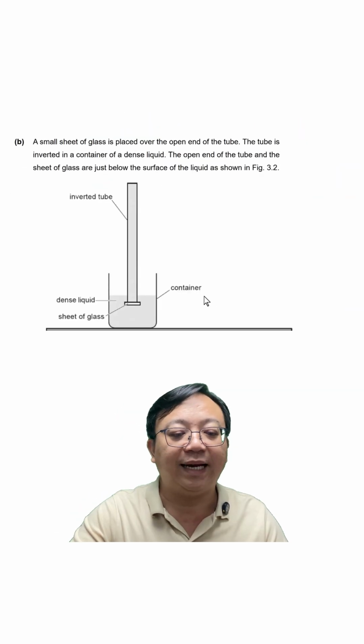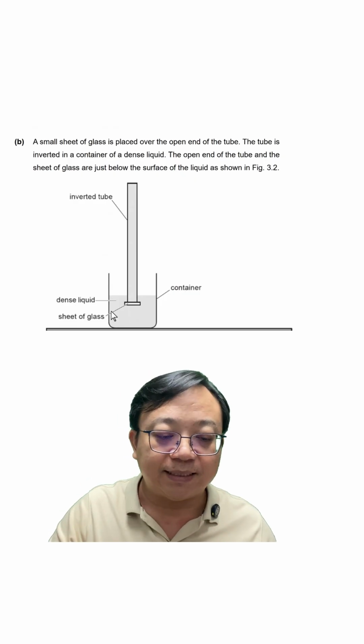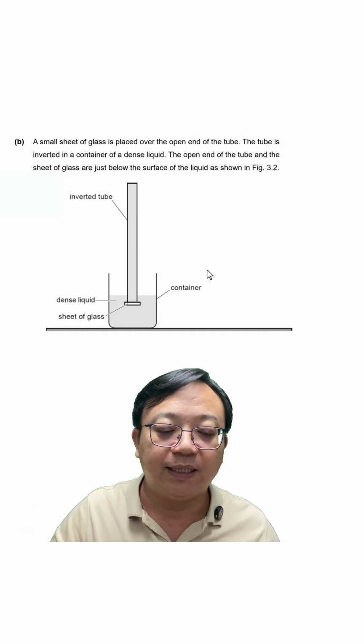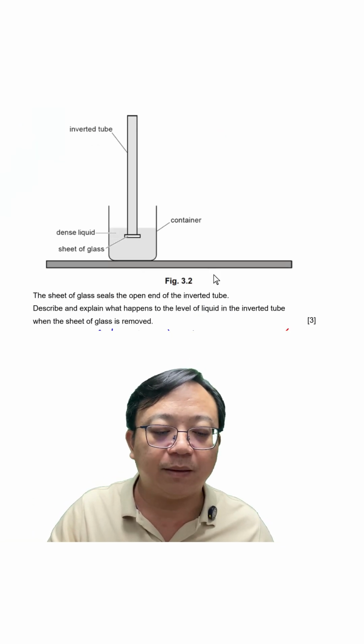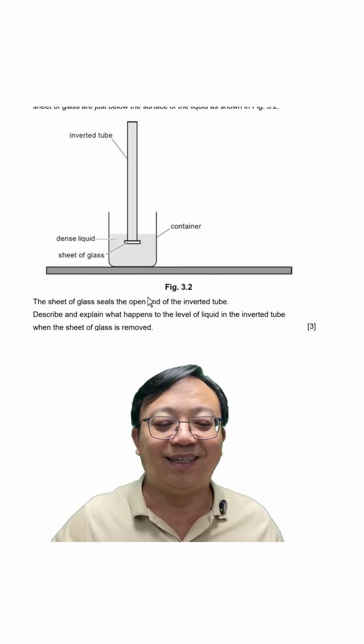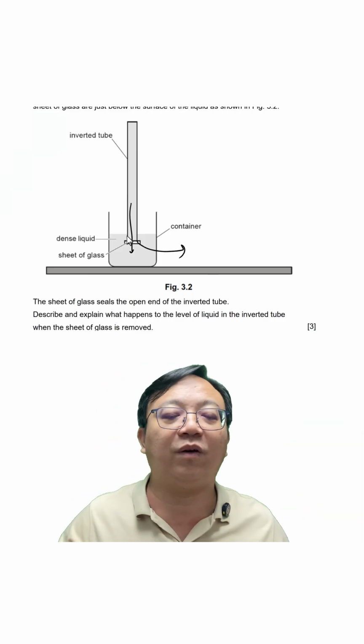Next. Now you invert the tube. You invert the tube, right? Then you put like this. You use a sheet of glass to cover it, right? Now they ask, what will happen if the glass is removed? Guess, what do you think will happen? Obviously, when you remove it, the mercury will fall down. The liquid here will fall down, right?